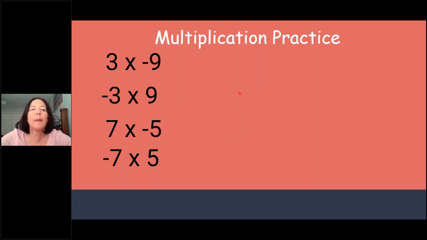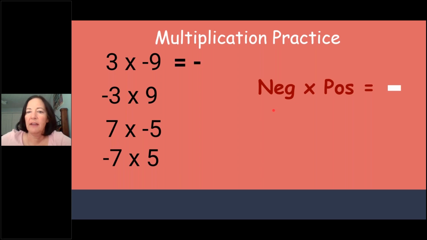The next problem is a positive 3 times by a negative 9. This time we have a positive and a negative. So what will our answer be, a positive or a negative? Negative 27. Perfect. Okay, and so the next one is negative 3 times by positive 9.